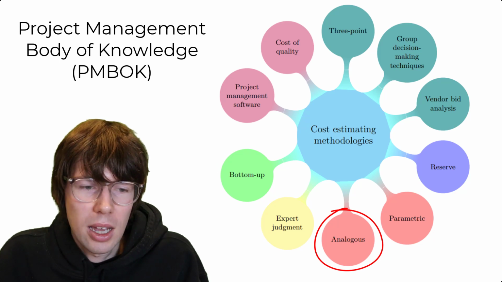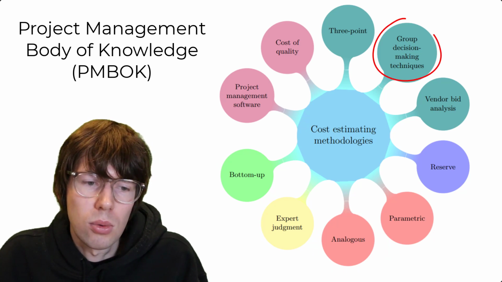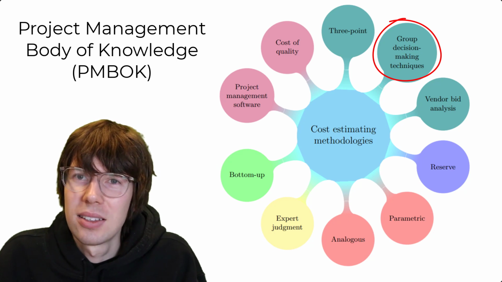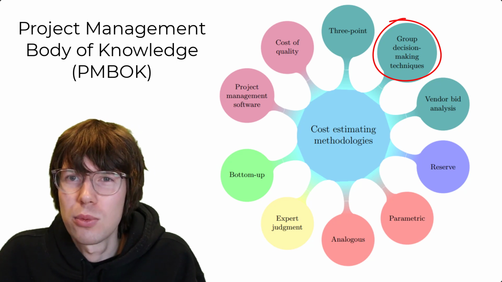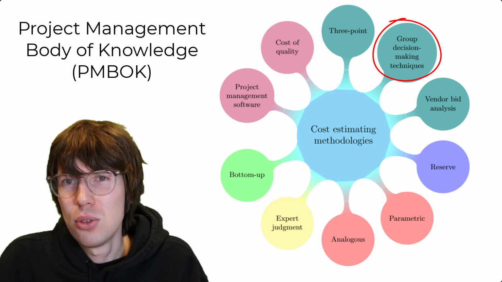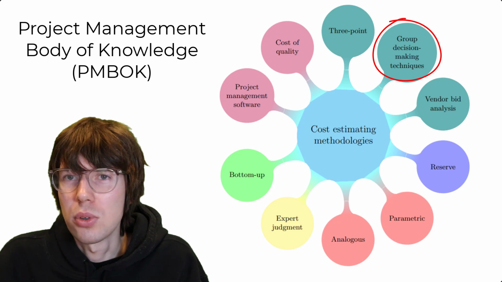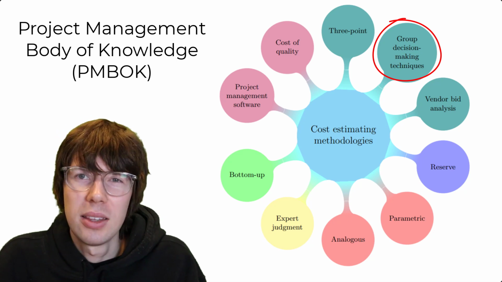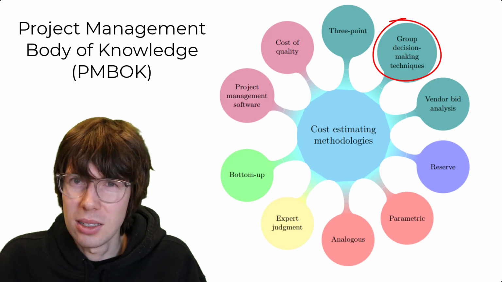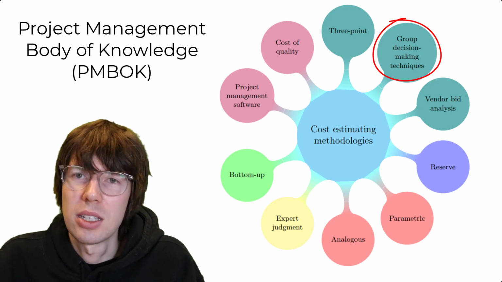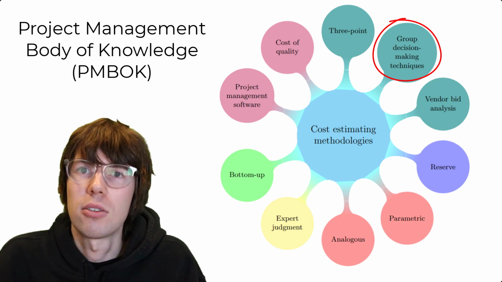What other things do we have? We have something called group decision-making techniques. And I guess an alternative word for that would just be wisdom of crowds. So the idea here is that you shouldn't have only one individual doing the cost estimation. You should have a group of different individuals, and they should do their estimation independently, and then you should aggregate their independent cost estimates to get something that is more precise and accurate.